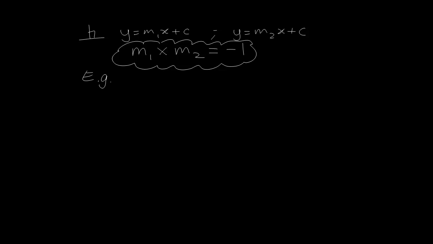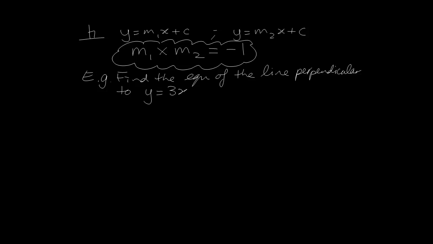So here's an example. Find the equation of the line perpendicular to y equals 3x minus 1 that passes through (-1, 6).